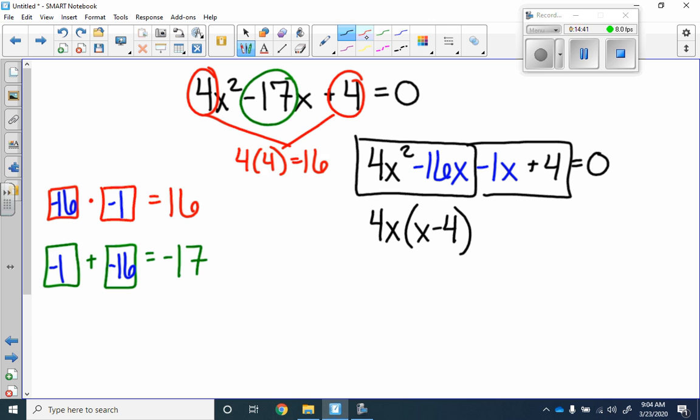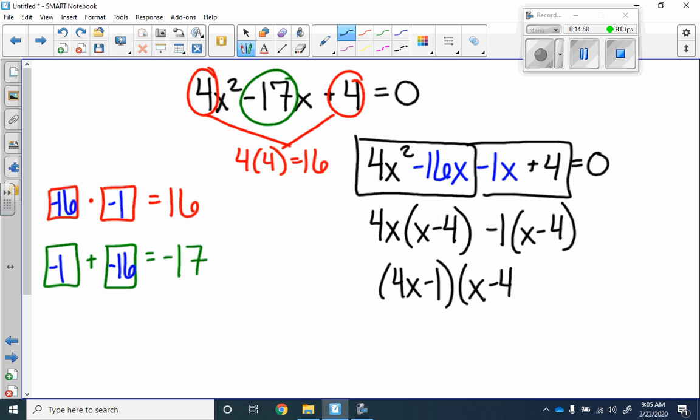Now over here on the right, you might think, well, I can't take anything out, but you need to have the same factors of x minus 4. So actually, we're going to factor out a negative 1, and you're going to be left with x minus 4. So now we have factors of 4x minus 1 times x minus 4, and that equals 0.